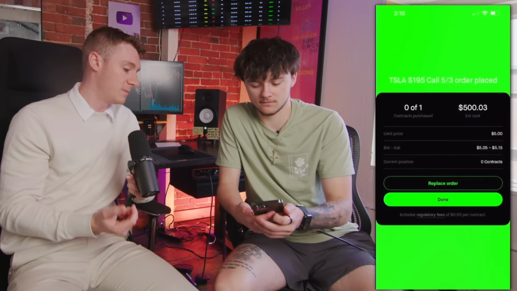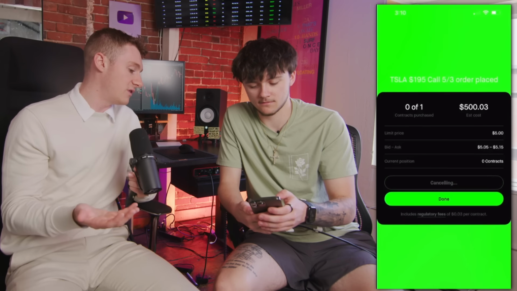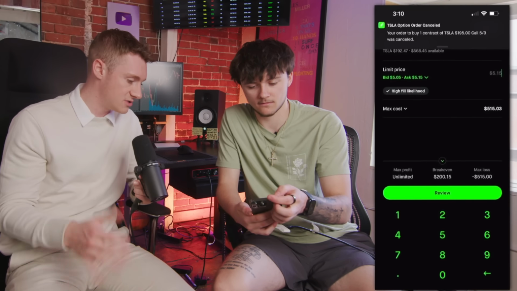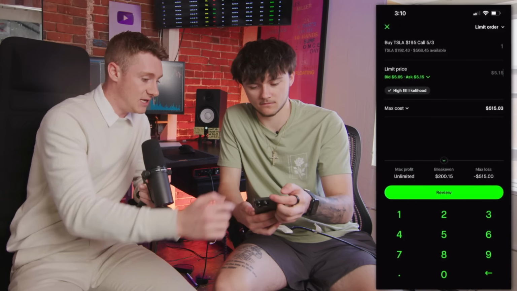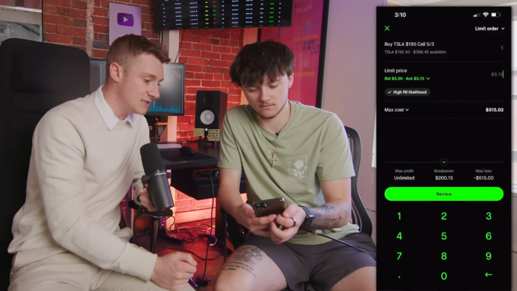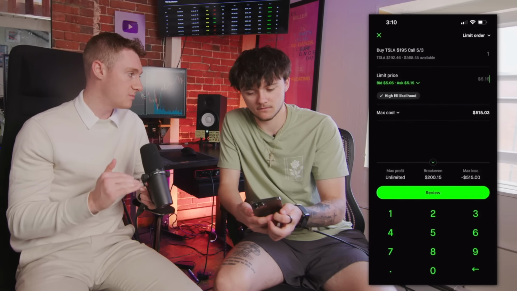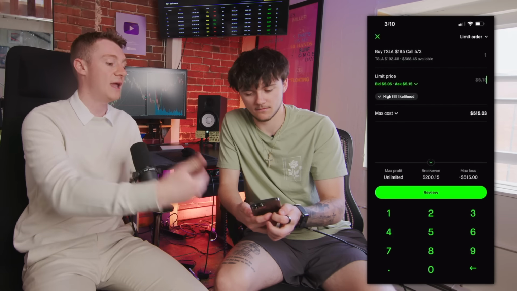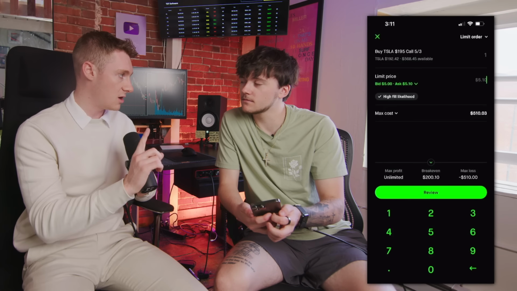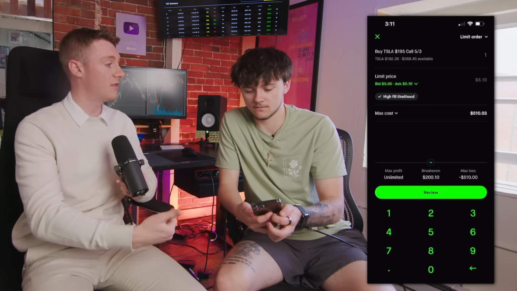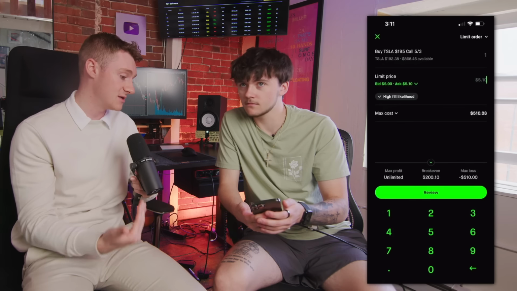So if we want to click replace order, let's see if we can get filled at 5.05 instead, or $500 a contract. So you can see here, we've got our bid, we've got our ask. Let's see if we could get filled on the lowest end of the bid instead. Let's pay the least possible for these contracts. So we're saying, hey, we're putting our order out there. I want to buy one contract at 5.05, and then we'll let someone else either sell that contract to us or not at that price that we want.